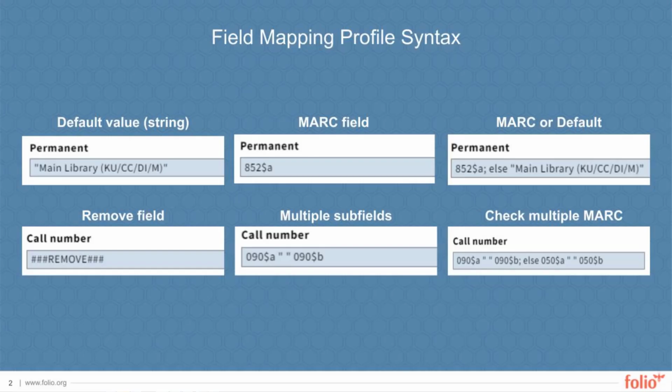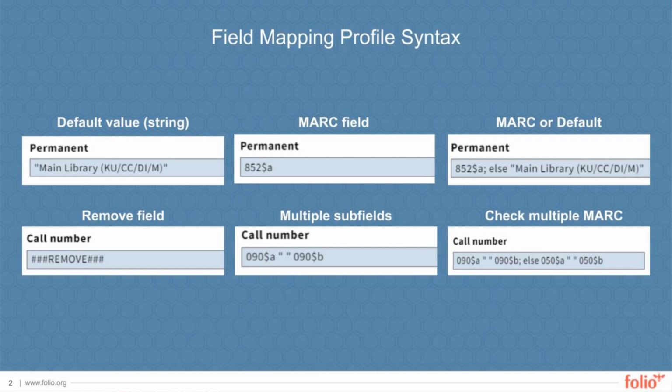There are several ways you can interact with the fields in a field mapping profile. You can choose a default value for a field, tell FOLIO which MARC field to source the value from, or remove a field entirely. You can also tell FOLIO to fall back on a default value if no MARC field exists by creating an else statement.